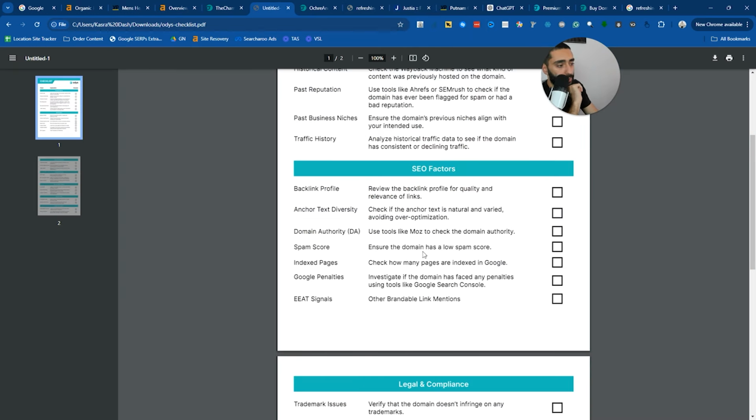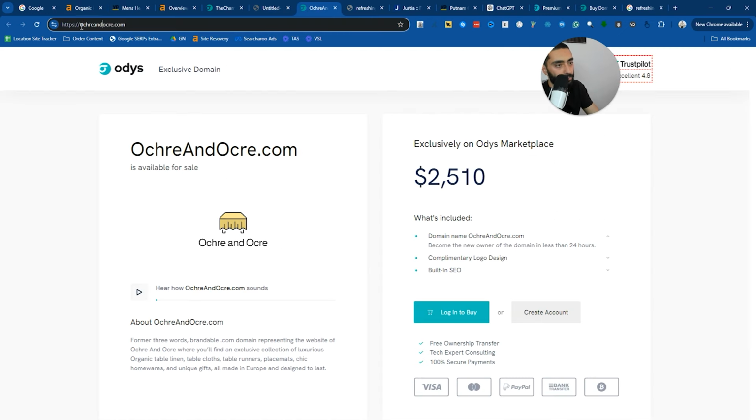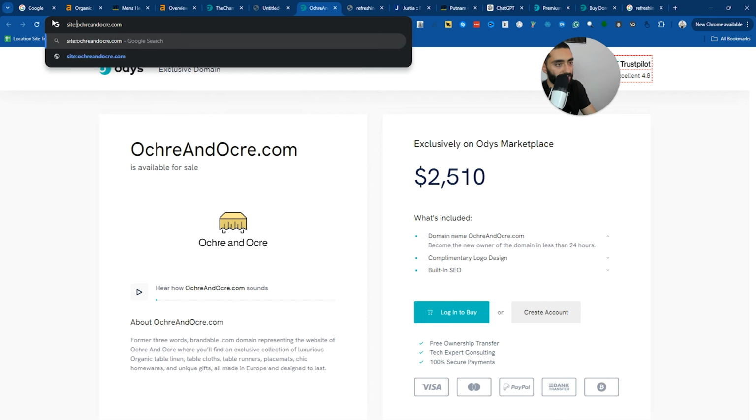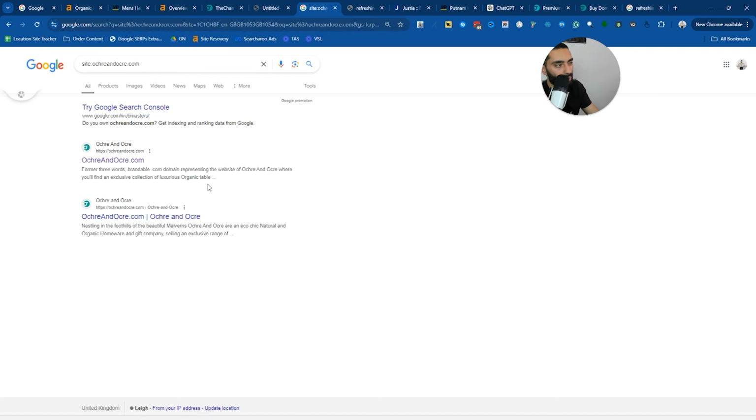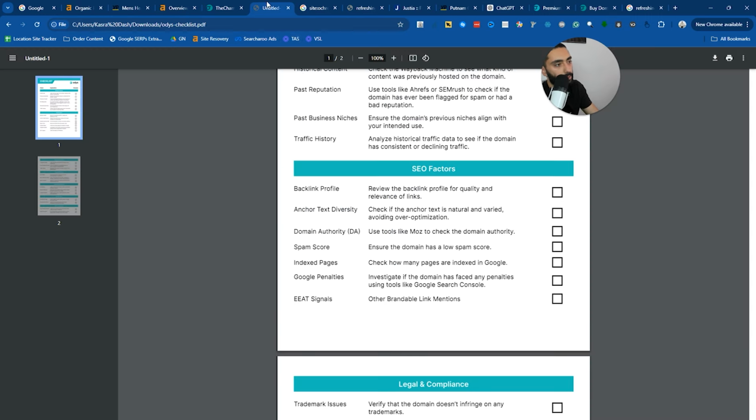Then going back to here, spam score. So you can take a look at SEMrush for that. Again, typically speaking, all of these checks have been done by ODYS for you. Index pages, check how many pages are indexed in Google. So you can obviously do site colon and then check the actual amount of pages that are already indexed by Google. What you will typically find is that the home page is still indexed if you're purchasing from ODYS, which is again another important thing.